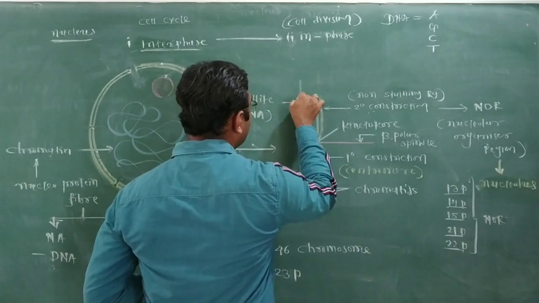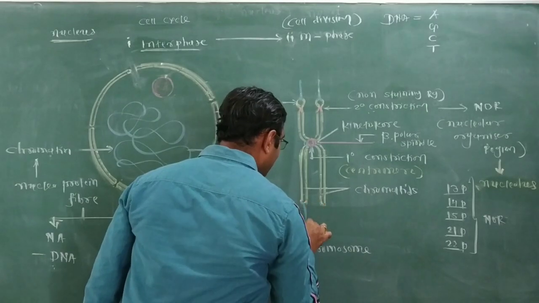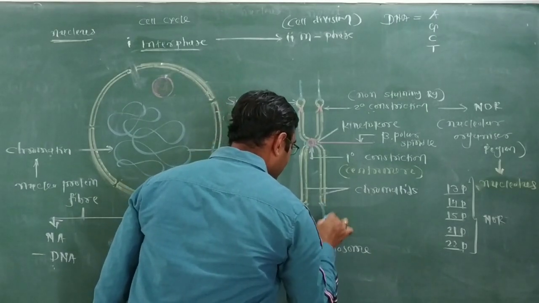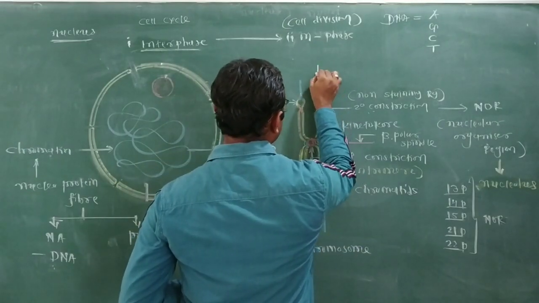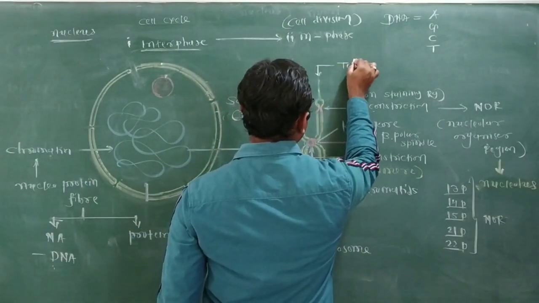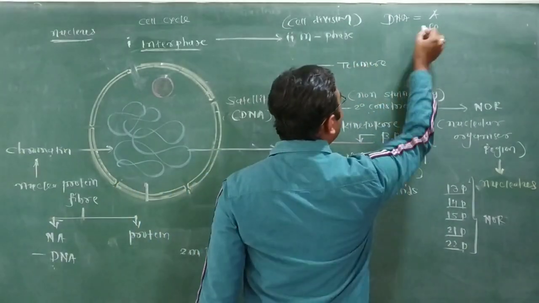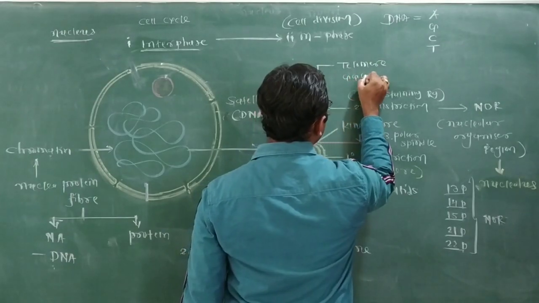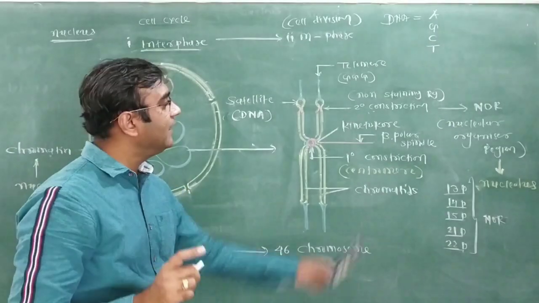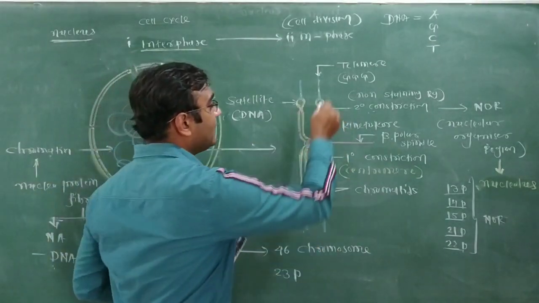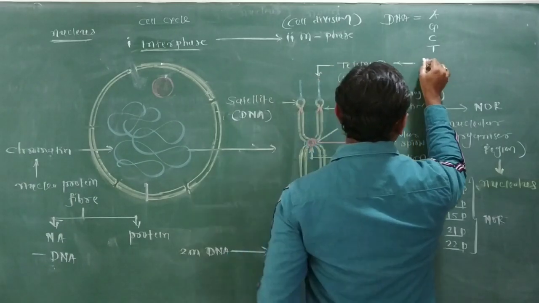there is one more region, called the telomere. This region is called the telomere. The telomere is made up of repeatedly coming G, that is, DNA made up of repeatedly occurring guanine forms the telomere. Who prepares the telomere? The enzyme telomerase.